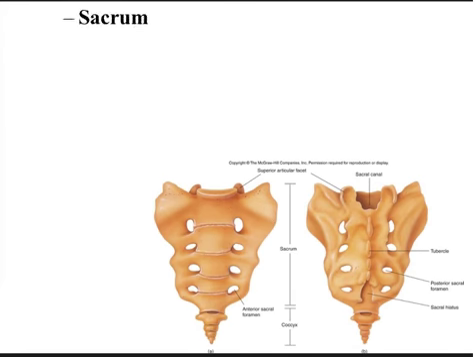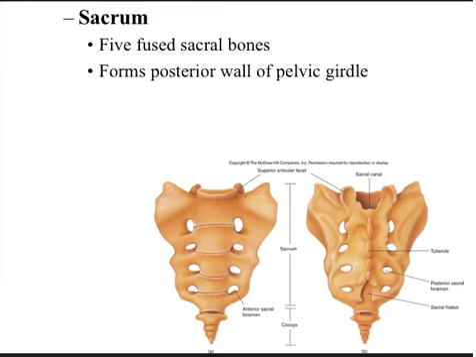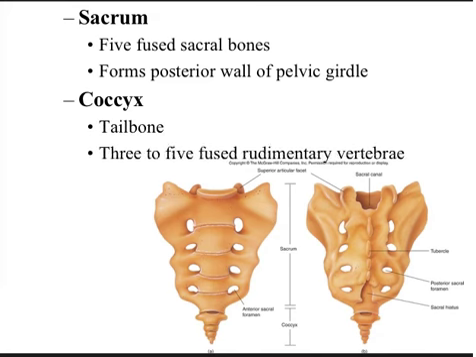The sacrum lies below the lumbar vertebrae. It's 5 fused bones that form the posterior wall of the pelvic girdle, while the coccyx lies inferior to it, forming the tailbone, and consists of between 3 and 5 fused rudimentary vertebrae, depending on the individual. An interesting thing to note, again, is that the sacrum is relatively smooth in the front. You can see where the vertebrae fused here. There are no intervertebral discs in the sacrum.